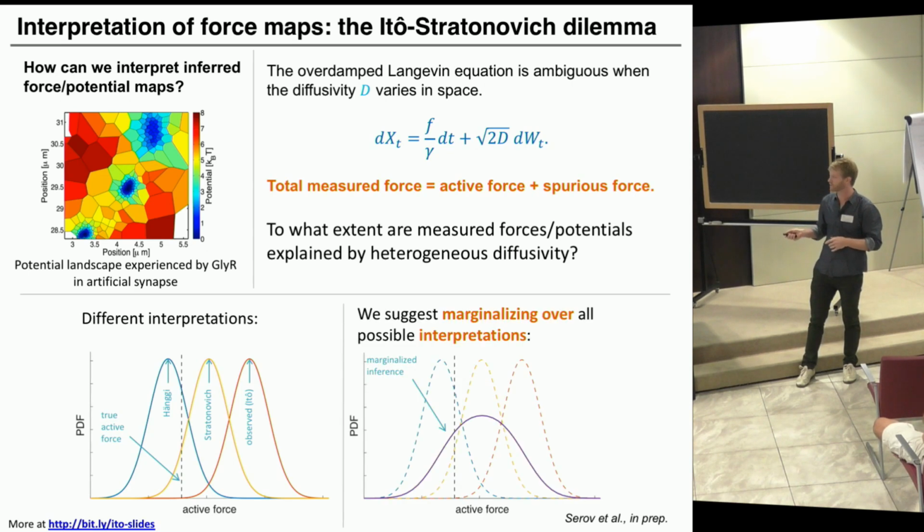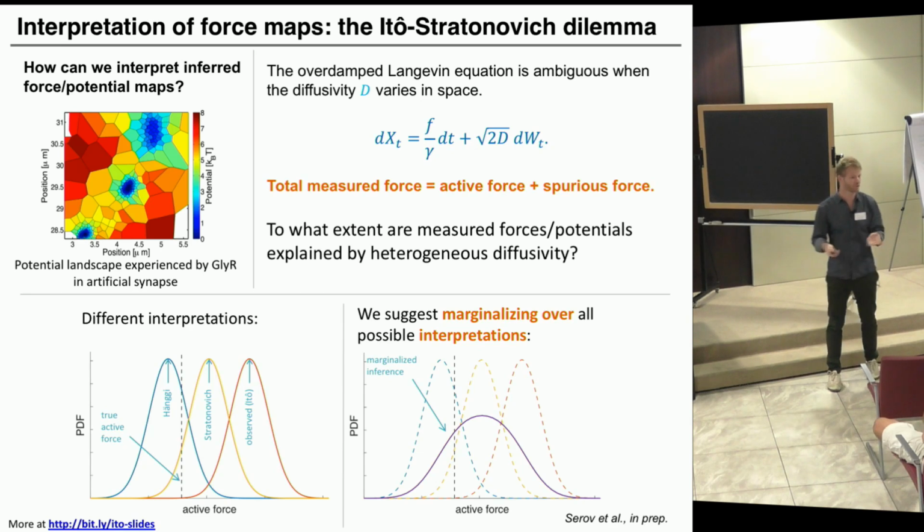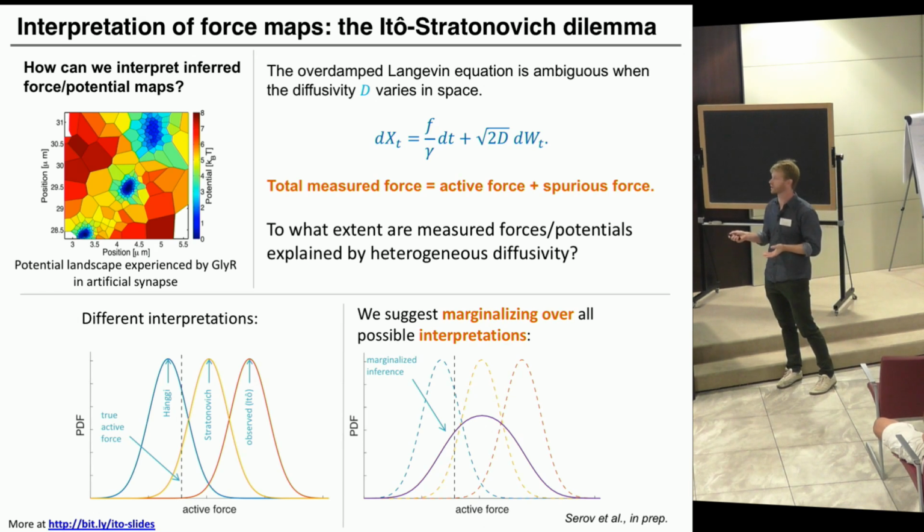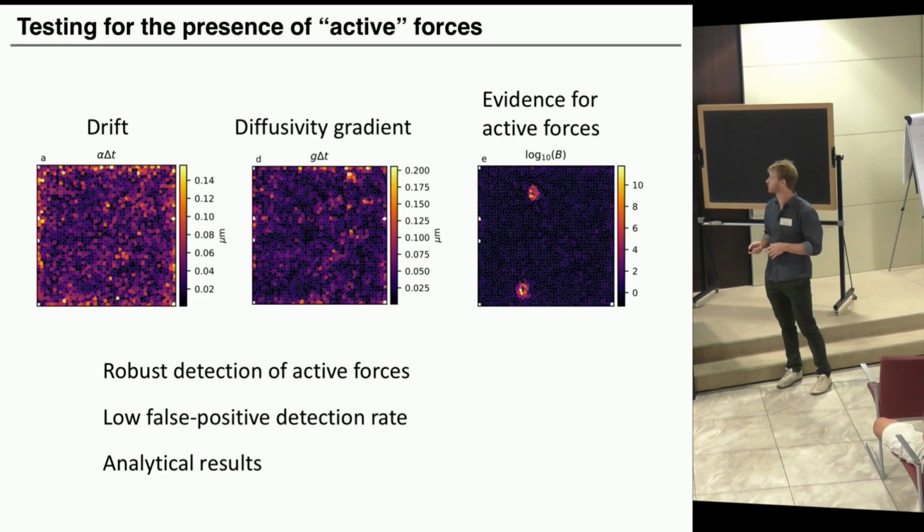So what we can do instead is take the same approach as for the non-tracking. We just marginalize over all possible conventions, and we get a more conservative estimate of our forces. And we can actually use this to say something about when we measure these force fields, are they solely there due to diffusivity, or is there actually something else going on, some active forces?